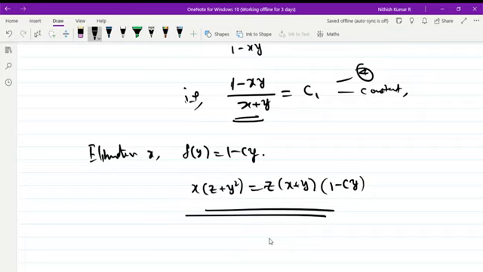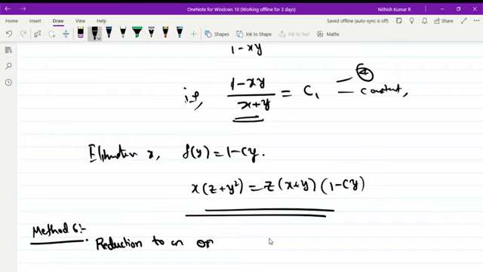Now moving forward, let's see one more method, that is method 6. Method 6: reduction to an ordinary differential equation.